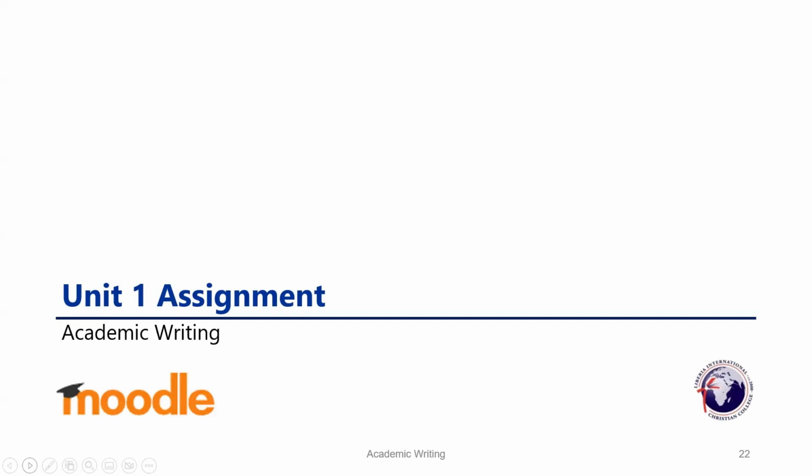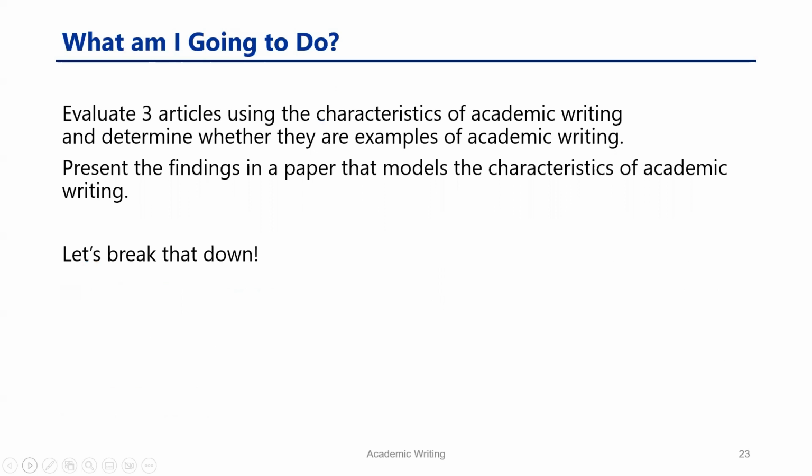Now let's look at this week's assignment. What we're going to do is evaluate 3 articles using the characteristics of academic writing and determine whether they are examples of academic writing. Then you will present the findings in a paper that models the characteristics of academic writing. Okay, that's fairly complicated. Let's break that down.